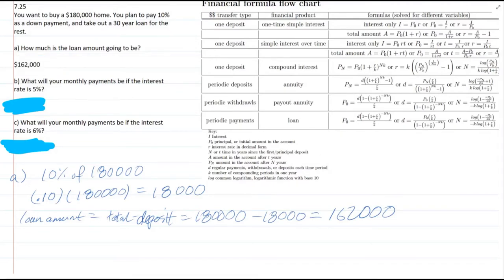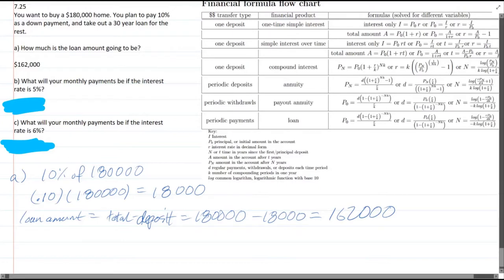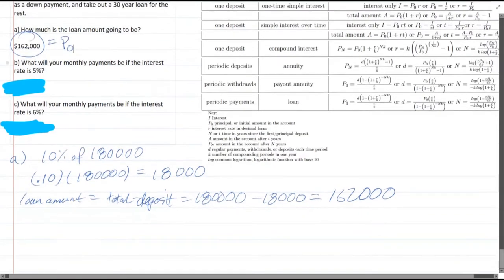Now, for the rest of these, we're going to compute it not off the value of the home, but off the loan amount. So this right here is P0. Not the value of the house, but the value of the loan. All right, so we are making periodic payments on a loan. We already know P0, so we don't need the first formula. What will your monthly payments be?